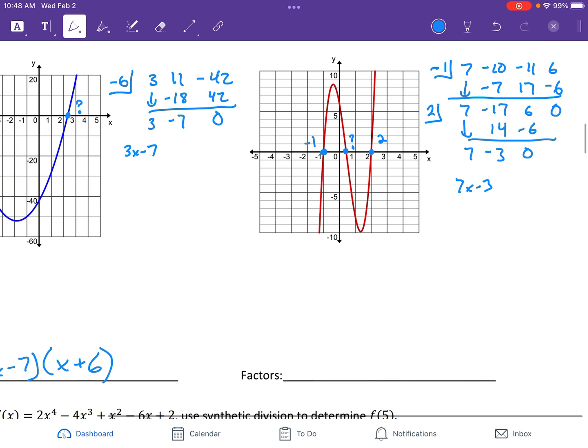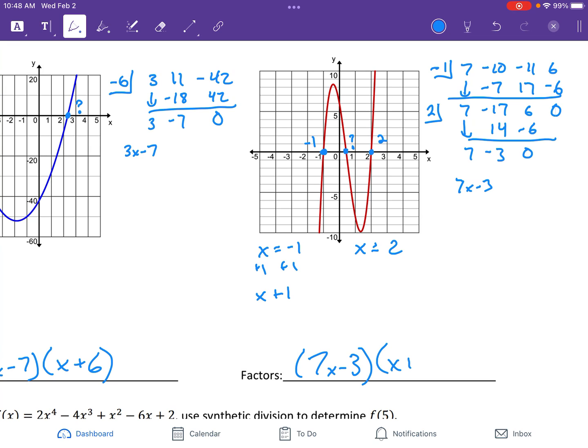So we're going to put that down here, 7x minus 3. The other two factors are the factors that we had as answers. So we had x equals negative 1 and x equals positive 2. We're going to add 1 to both sides to give us the factor. Then we're going to subtract 2 from both sides to give us the factor. All right, and those are the three factors of the polynomial graphed in red.